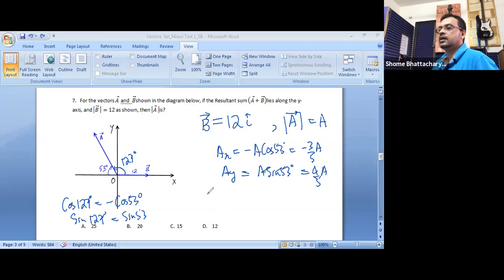Okay. So now you can see that our A plus B is becoming how much? So before that, let us see what the vector A is. So I can see that the vector A is x component minus 3/5 A i cap plus y component 4/5 A j cap.